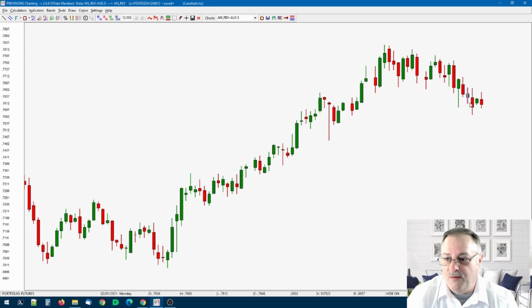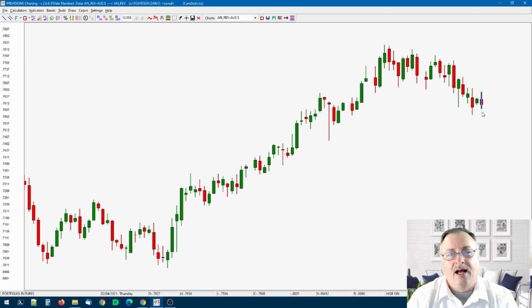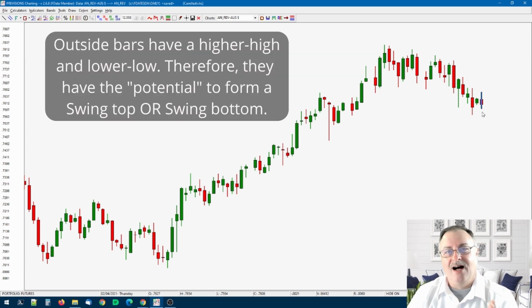We now have a confirmed swing bottom right here. So prices moved down to this low and then had moved up to that high. That's what a swing looks like. We have confirmed that as a swing bottom. Now we can move on. Here we have an outside bar. An outside bar has the potential to be what? A swing top or a swing bottom.